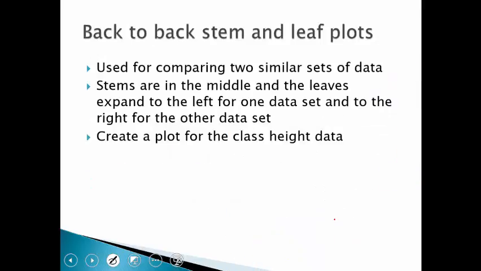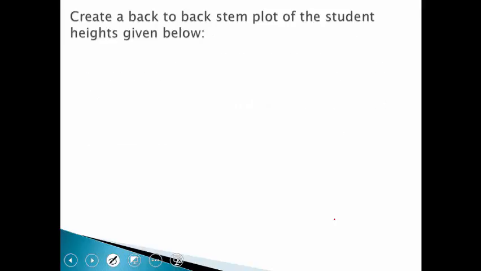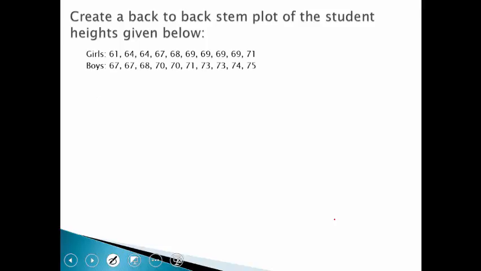Sometimes you want to compare two sets of data that are very, very similar. So we could use back-to-back stem and leaf plots. And here, basically, the stems are just going to go to the middle, and then the leaves will go to either side. So here's some data, guys versus girls heights in a class.